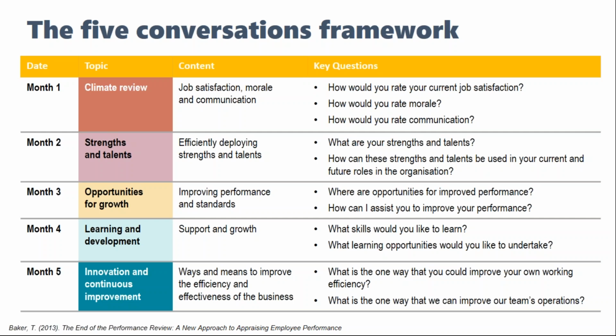So the topic column shows you the head topic of the conversation. Month 1 is a climate review. Month 2 is strengths and talents. Month 3 is opportunities for growth, followed by learning and development and innovation and continuous improvement. So each of those conversations occur. We might start, say, in March, and conversation 1 happens in March. Conversation 2 happens in April. Conversation 3 happens in May, and so forth and so on.